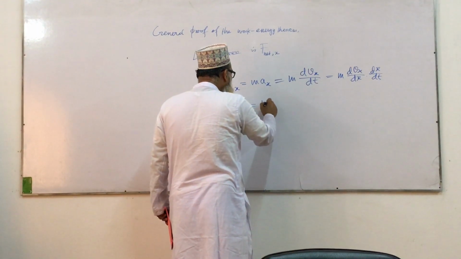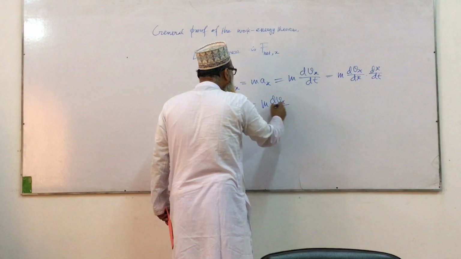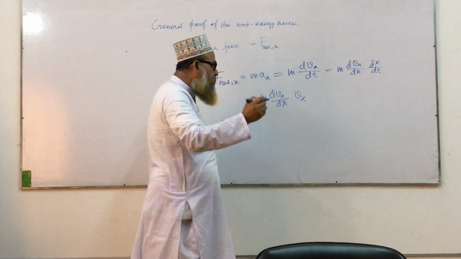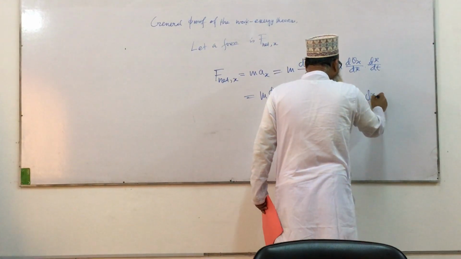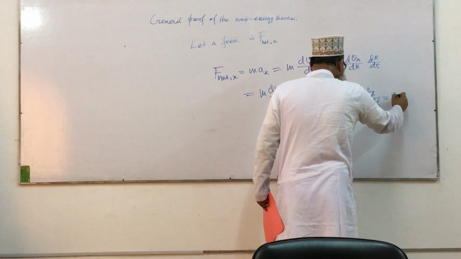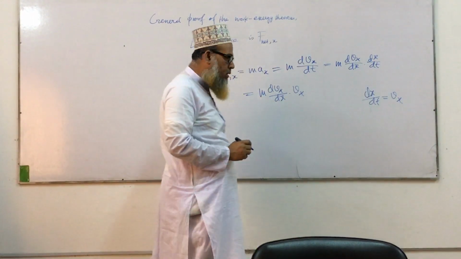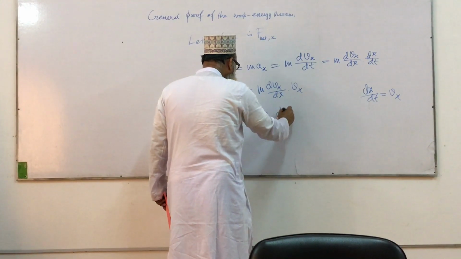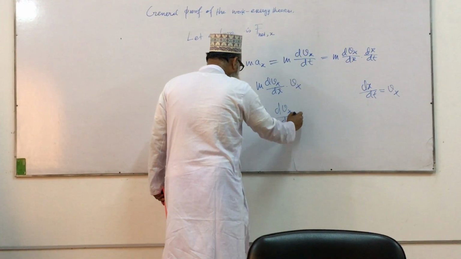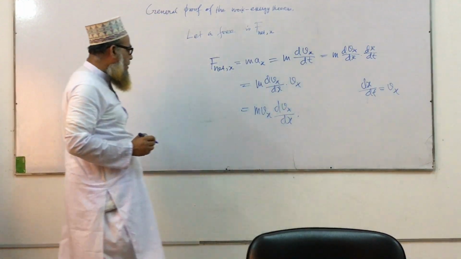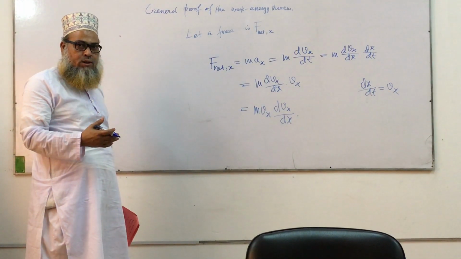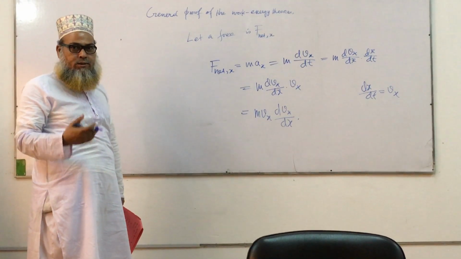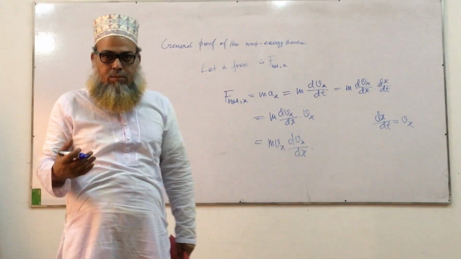Next, you can write m dvx by dx, because dx by dt equals nothing but vx. So we can write m vx dvx by dx. This is the net force in terms of velocity.